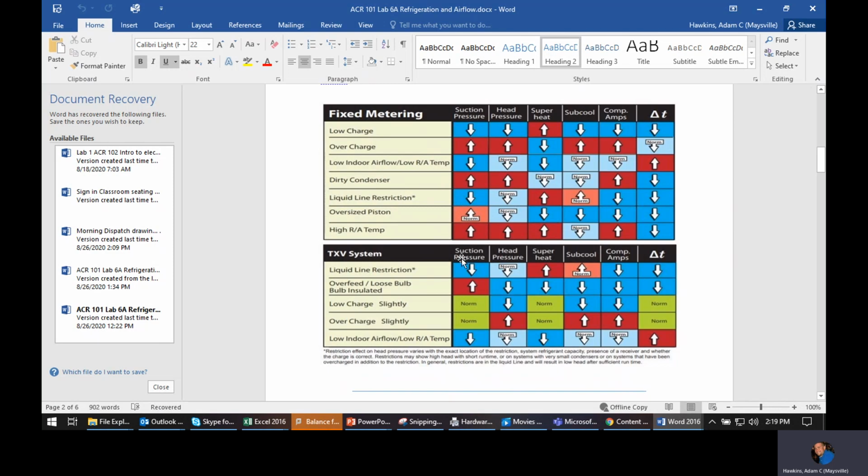Actually, it even says down here it's got an asterisk beside it. Then oversized piston, obviously, unless it worked right and then all of a sudden it starts not working right, chances are it's not that. But I guess that's what it would look like. And high ambient, I'm assuming that's what they mean by RA. Return air, the high return air temperature. So this would be like increased load. So it's really hot in the house. So what's that going to do?